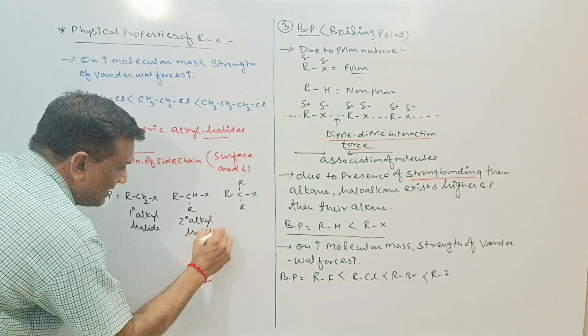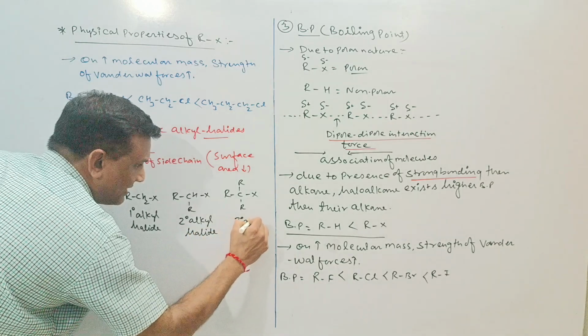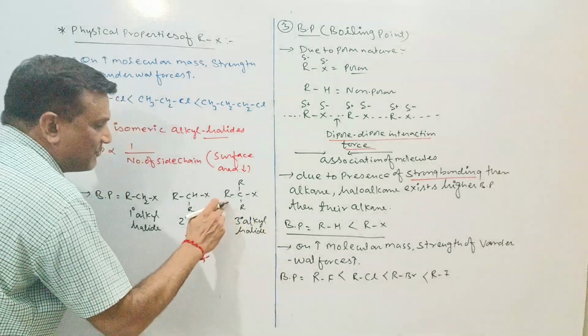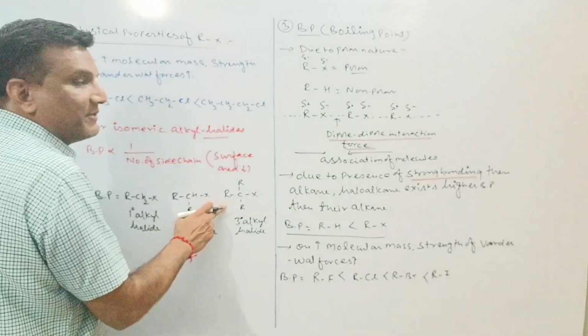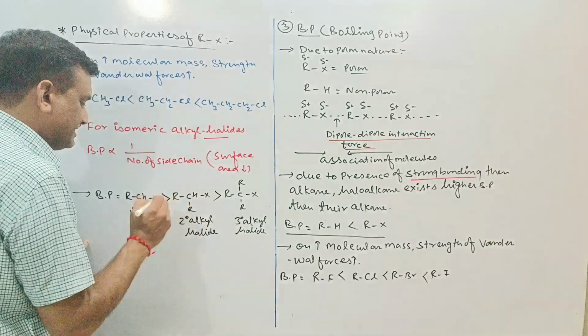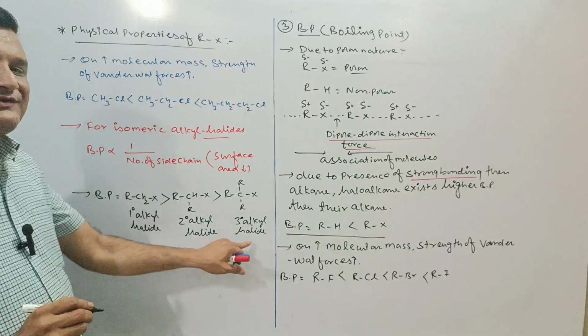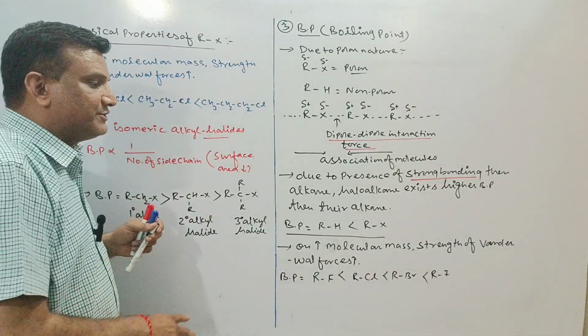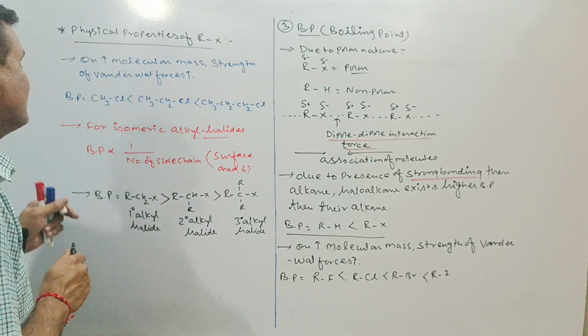2 degree alkyl halide. And this is the 3 degree alkyl halide or tertiary alkyl halide. So here is the more branch. So due to increasing number of branch, boiling point decreases. So the sequence will be 1, 2 and 3 decreases. This was about the different questions regarding boiling point.